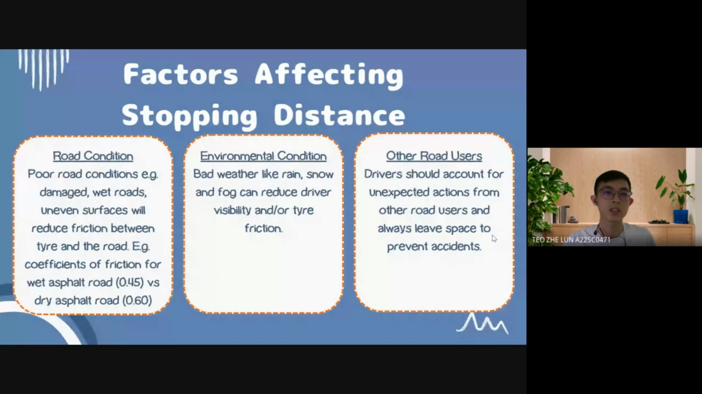Another condition that affects stopping distance is the road condition. Poor road conditions such as damaged or wet roads or uneven surfaces will reduce friction between the tire and the road. For example, the coefficient of friction for a wet asphalt road is 0.45, which is less than a dry asphalt road at 0.6. Another condition is the environment. Bad weather like rain and fog can reduce driver visibility and tire friction. Finally, other road users also affect stopping distance. Drivers should account for unexpected actions from other road users and always leave space to prevent accidents.